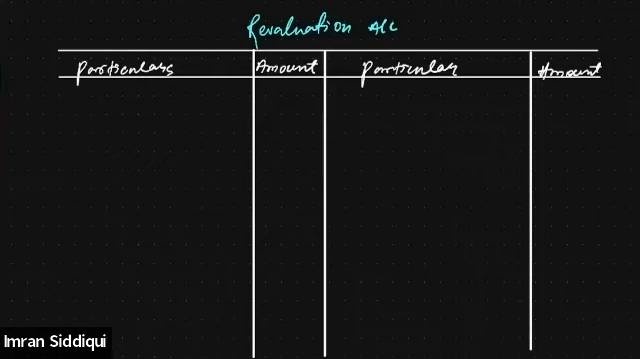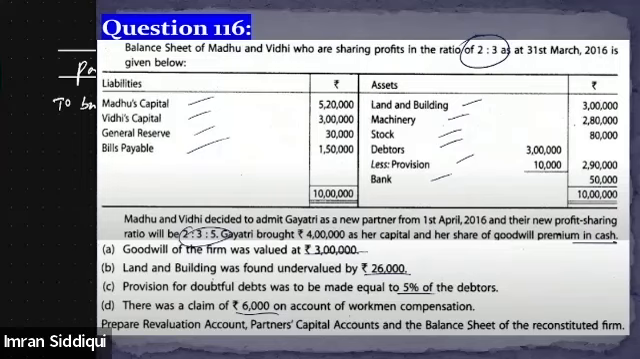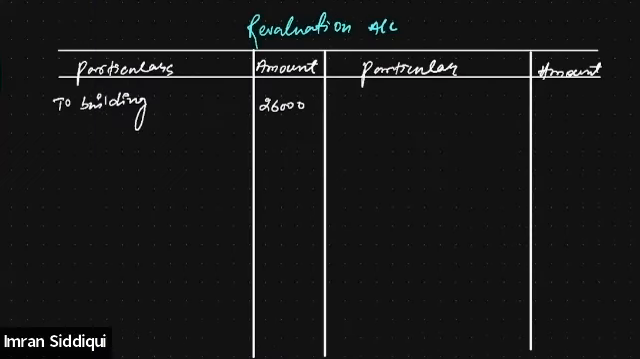Tell me. A decrease in the value of an asset will be recorded on which side? Anyways, let me tell you. Any reduction in the value of an asset will be recorded on the debit side. To building, undervalued by 26,000. Is that clear to you, Prerna? Prerna, is it clear? Yes or no? Prerna, am I audible to you?